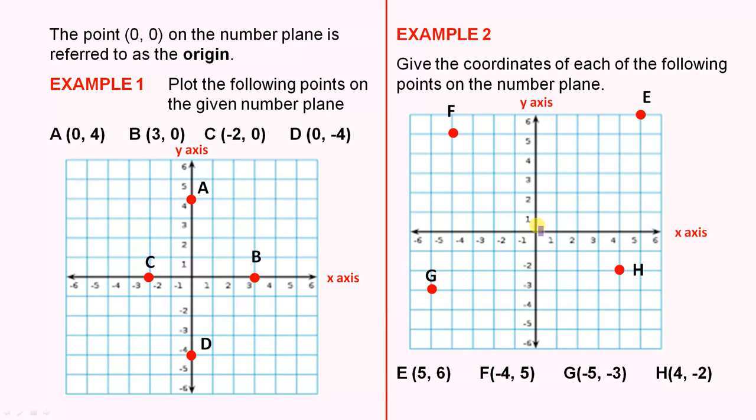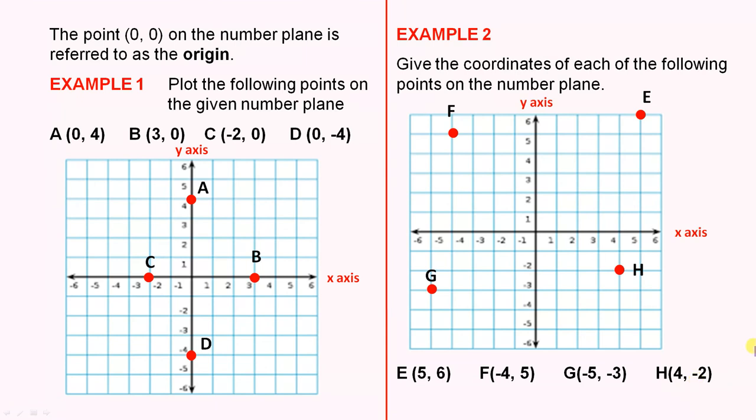F, we go across to -4, we go up to 5, so it's (-4, 5). G, we go left, minus 5, and down, minus 3, and there's G. And H, we go to the right, 4, and down, minus 2, and that's H.